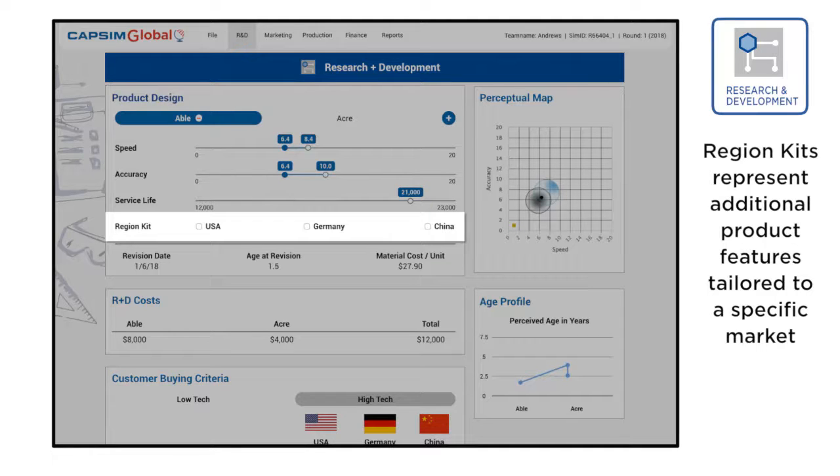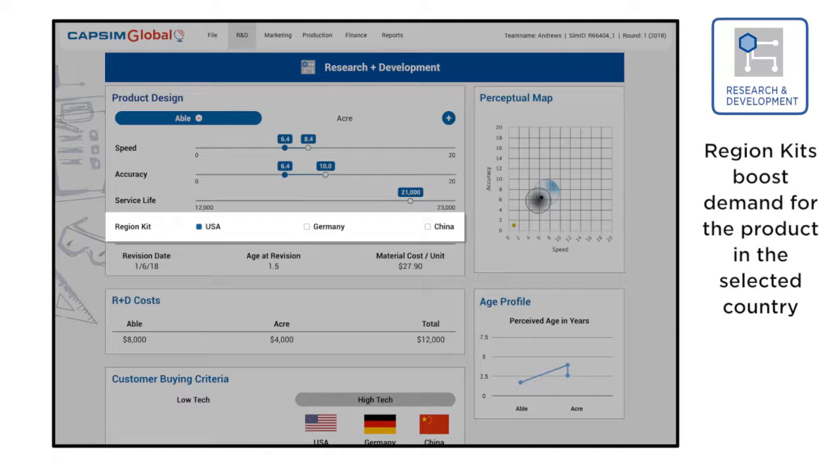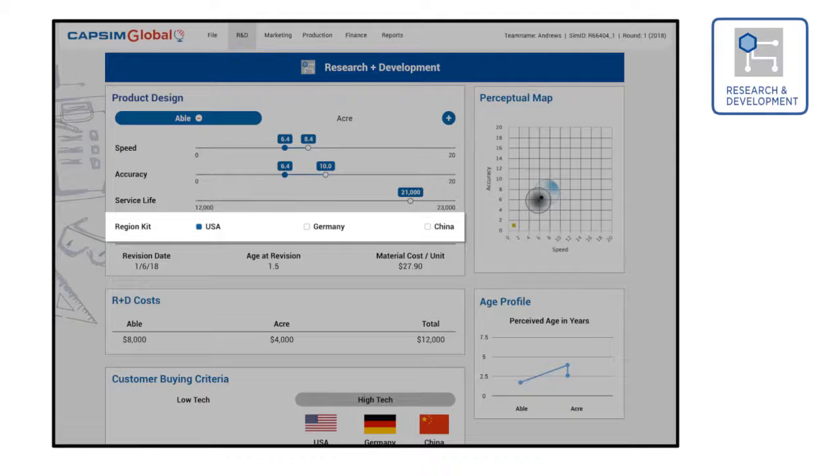For example, imagine that there's a unique strain of the flu that is prevalent only in the United States. Adding a USA region kit to one of your products represents building a genetic testing device that can identify the virus. If added, you will see a boost in demand for that product for customers in the United States. However, the additional feature means it will cost more to produce the product.